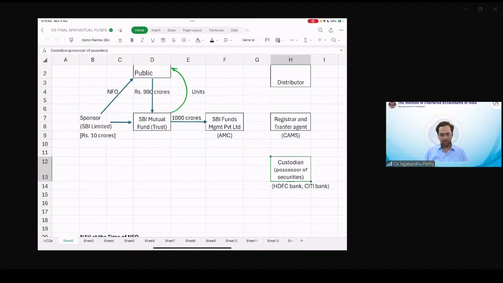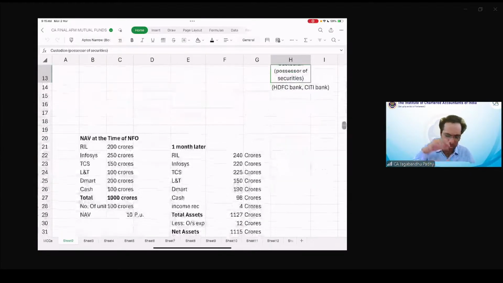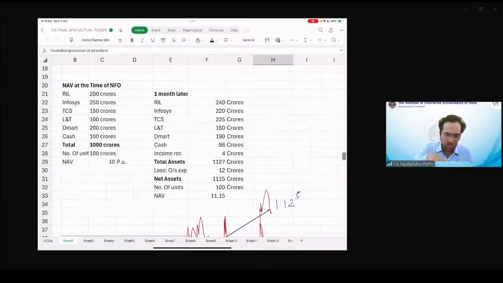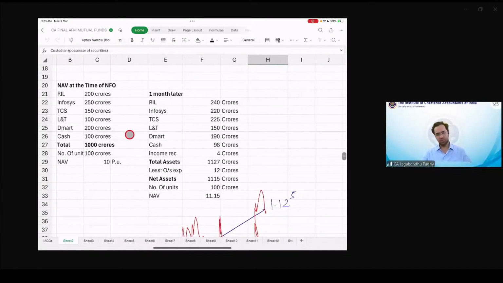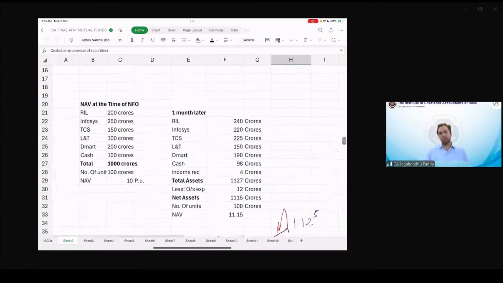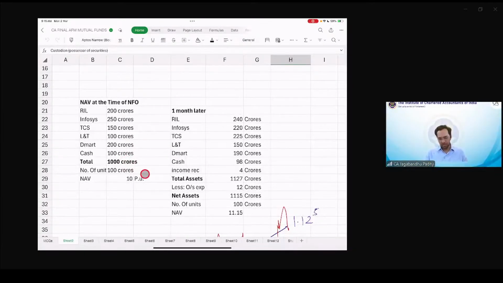Now, one important aspect that we need to know in mutual fund is calculation of NAV. NAV is nothing but the market value of all the securities that the mutual fund is owning, plus the cash that it has, and then divided by the number of units. So total of assets less the liabilities is going to be your net assets, and then you have the number of units getting divided. You get the NAV as 11.15. Okay. Fine.